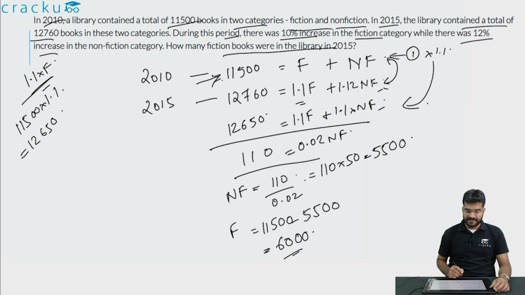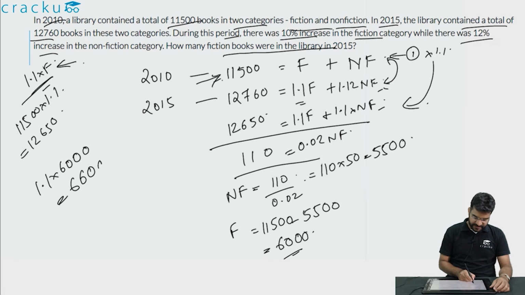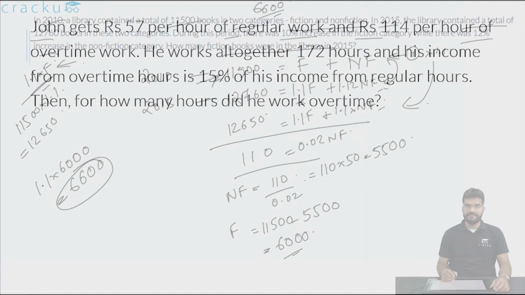Now the answer is not 6,000 because you shouldn't make that silly mistake. What we are required to find out is the value of 1.1 into f. So the value of 1.1 into 6,000 is equal to 6,600. So the answer in this case is 6,600, which is the number of fiction books in 2015.